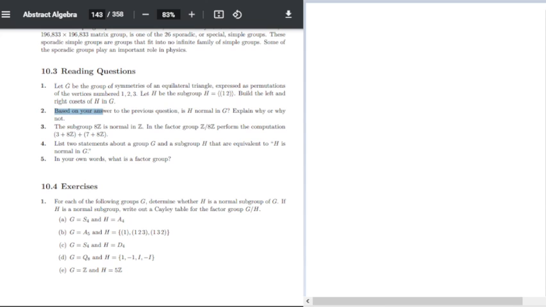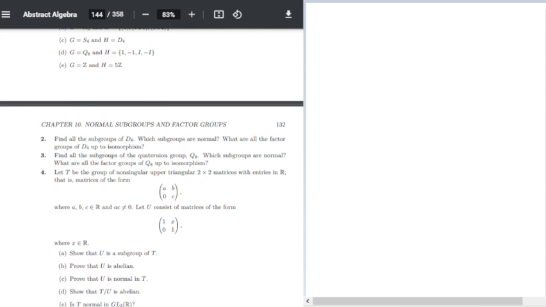Alright, based on your answer to the previous question, is H normal in G? No. We already had built several cosets that showed that it's not normal. Alright, the subgroup 8Z is normal in Z. In the factor group Z over 8Z, perform the computation 3 plus 8Z over 7 plus 8Z.